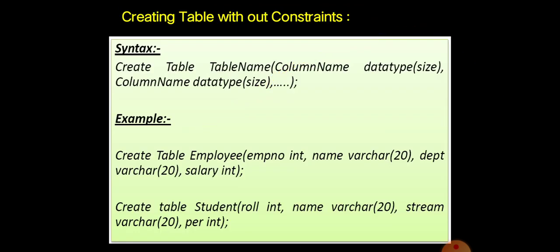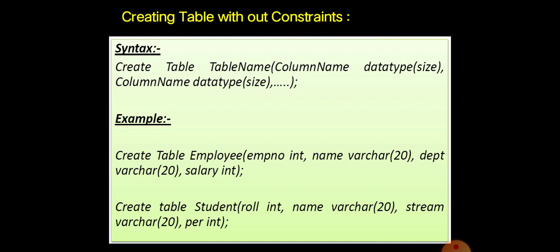How to create a table without constraints? The syntax is given here. That is, create table, table name, column name, data type, size, comma, the next column name, data type, size. You can give as many as you want, that is the column name, data type, size. Before entering the column details, you need to open a parenthesis. After entering all the column details, you need to close the parenthesis and terminate the query with a semicolon.